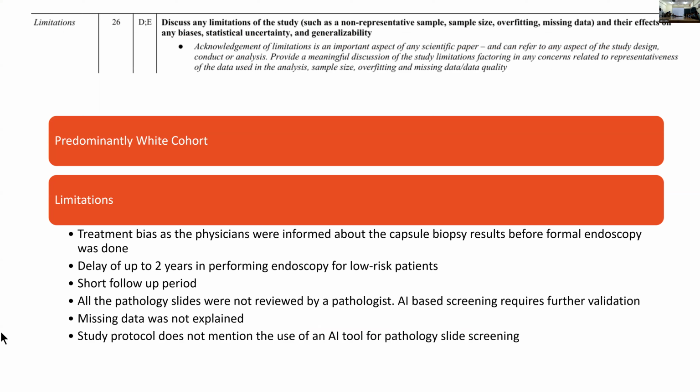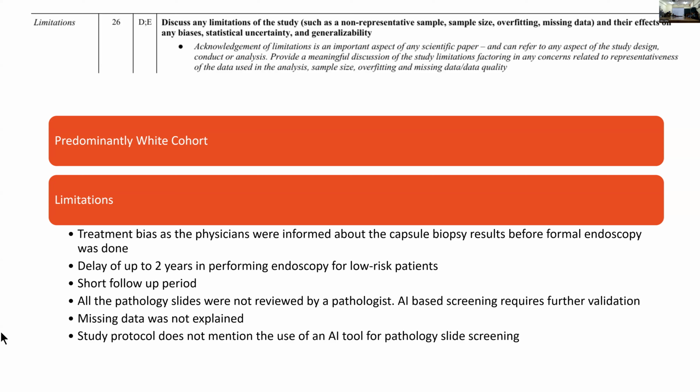The limitations of the study were that it was predominantly done in the UK, in a wide cohort of patients. There was a treatment bias, as the physicians were informed about the capsule biopsy results before the formal endoscopy. There was a delay of up to 2 years in performing the endoscopy. The follow-up period was quite short. They have not subsequently followed up the patients for repeat endoscopies to see if the outcome of dysplasia varies further.